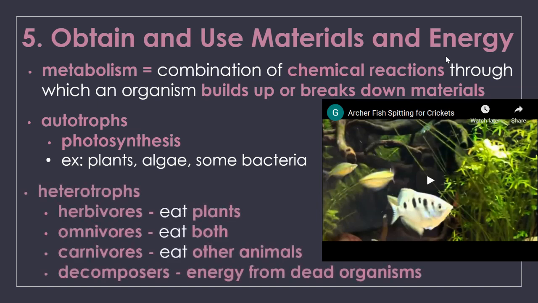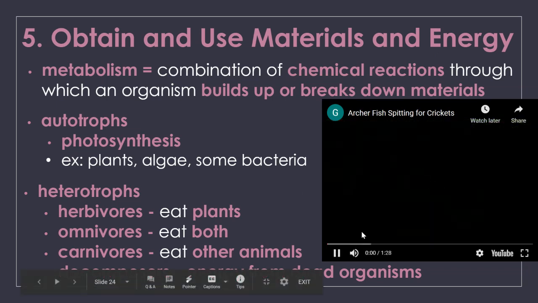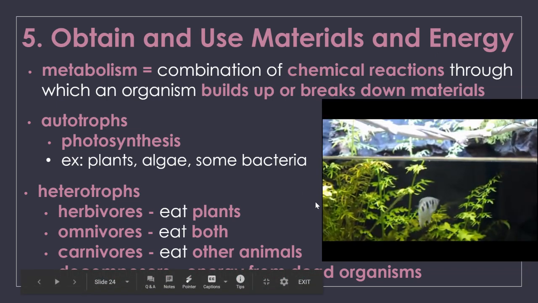Heterotrophs have to get their energy from something else. They could be herbivores or plant eaters. They could be omnivores that eat both plants and animals, carnivores that eat other animals, or decomposers, which get energy from dead organisms. See if you can figure out what kind of an organism this archer fish is.